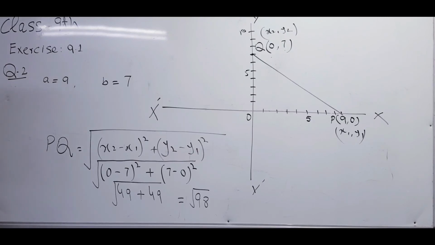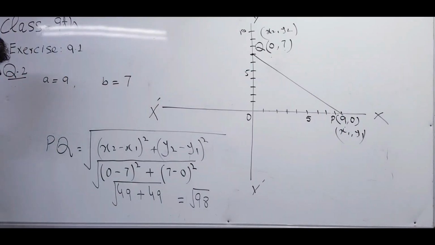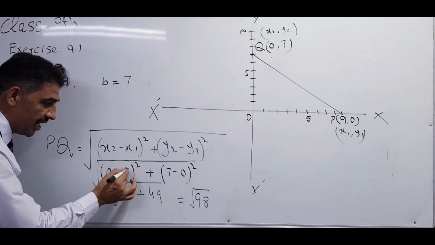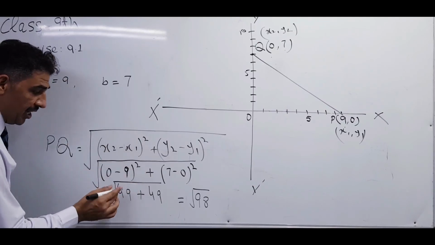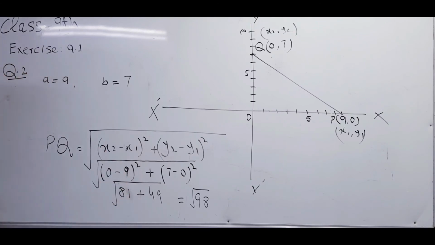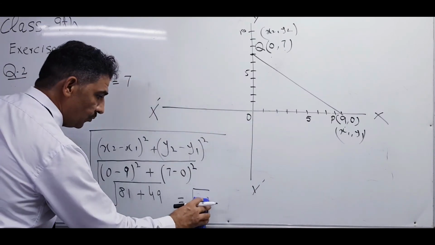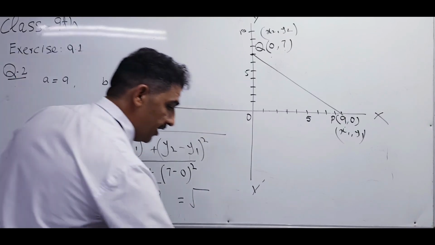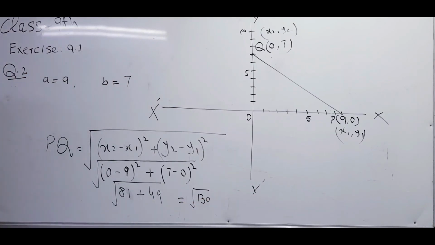But I am making one mistake. What is that? Yes, I said x2 minus x1, x2 is equal to 0 and x1 is equal to 9, but I wrote 7 here. That is a mistake. So what should I write here? 9. Thanks for correcting me. So 9 squared becomes 81, and 81 plus 49. What should the answer be? 80 plus 50, 130. Is 130 the square of any number?